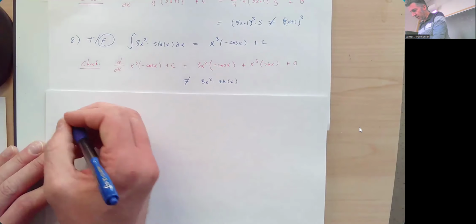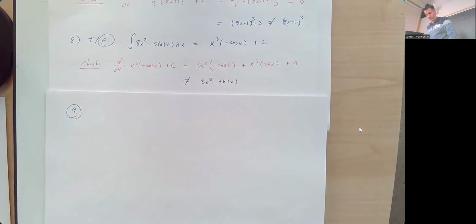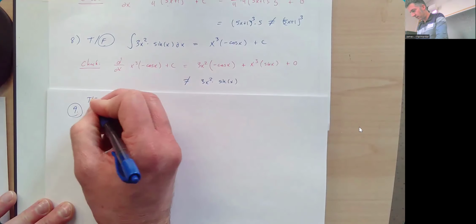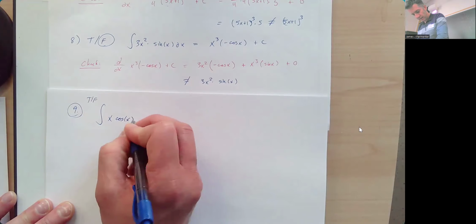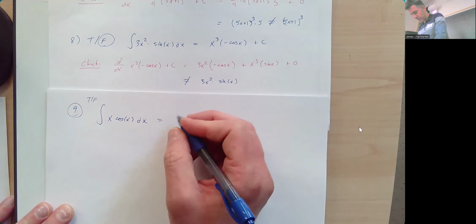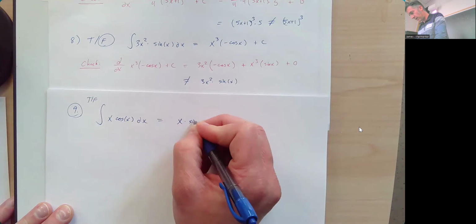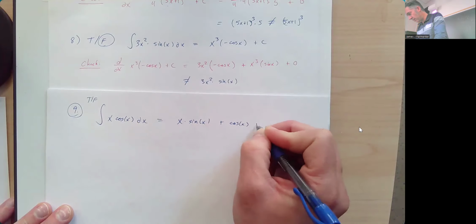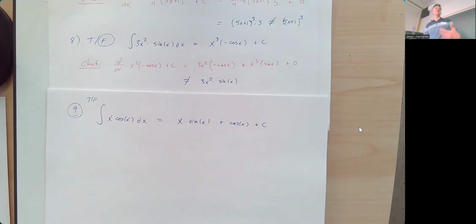Last one on this little handout here, number 9. The integral of x, again, true, false. The integral of x cosine of x dx is equal to x times sine of x plus cosine of x plus c. And obviously it must be true because the other two were false. That is how I would feel about this if I was taking this. If I was like, well, sure, the first two were false, this one's probably going to be true. That doesn't mean we can't check it, but it's often how people think.